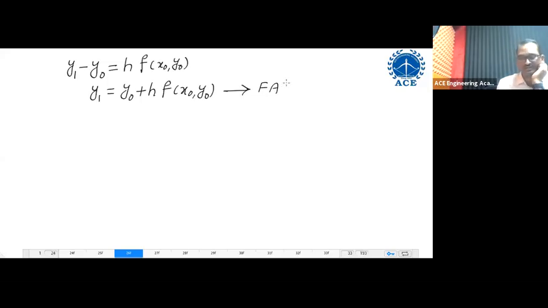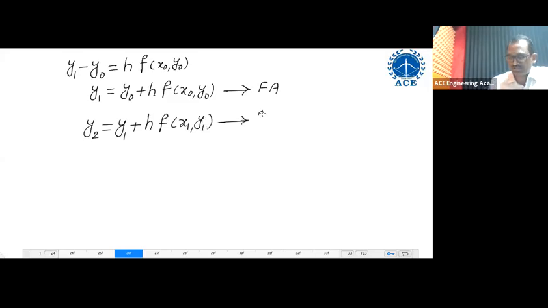Guess the second approximation. First approximation is y1, second approximation is y2. So y2 is equal to y1 plus h into f of x1 comma y1. Next, the third approximation, y3 is equal to y2 plus h into f of x2 comma y2.